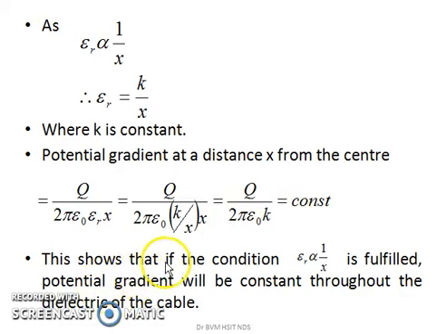This shows that if the condition epsilon r is proportional to 1 by x is fulfilled, then the potential gradient will be constant throughout the dielectric of the cable. Potential gradient will remain constant if you satisfy this condition. Okay, so it will remain constant throughout the dielectric of the cable. This is what is called capacitance grading.